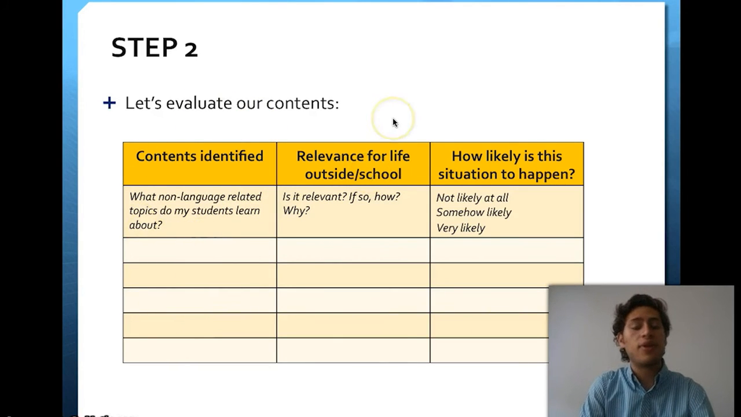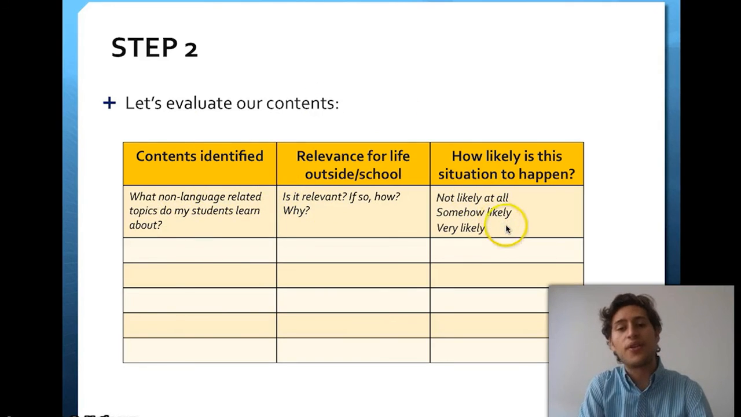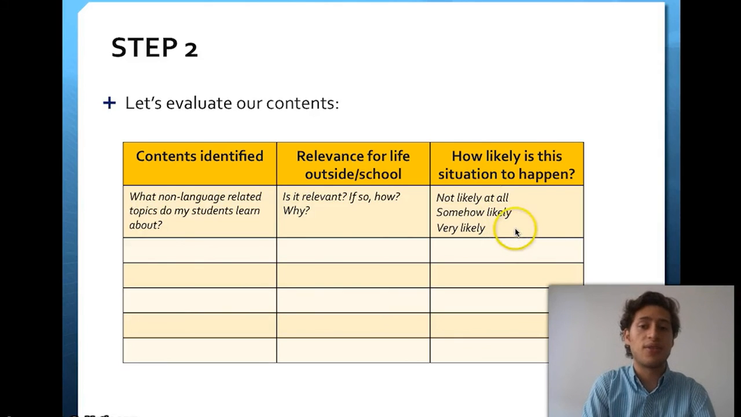Then let's analyze the relevance for real and for life outside school. Is this content that I identified here relevant? If so, how is it relevant and why? And we can identify a real life situation in which students are going to need knowledge about this content that we identified in this side of the chart. And last but not least, we are going to answer how likely is this situation to happen. What situation? The one that we identified here in this part.